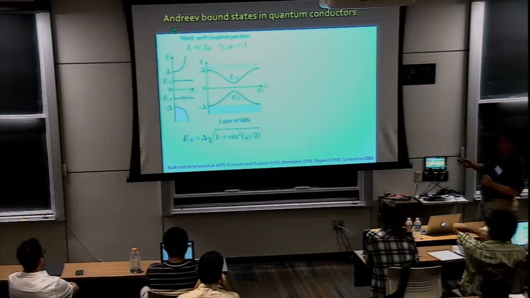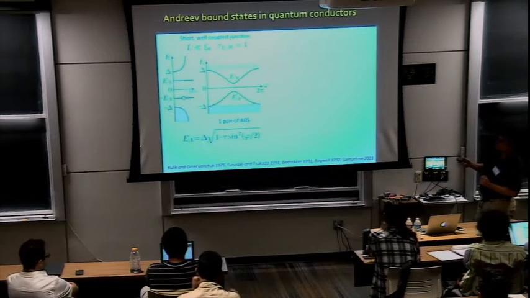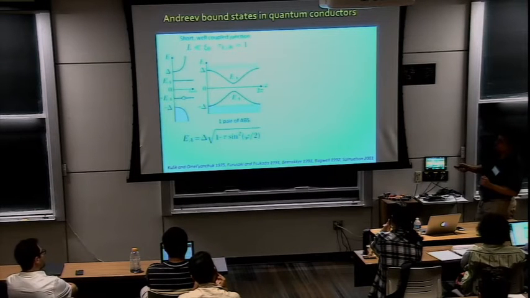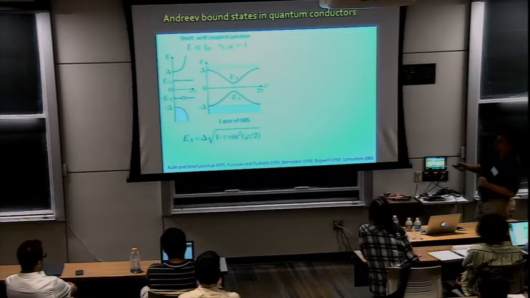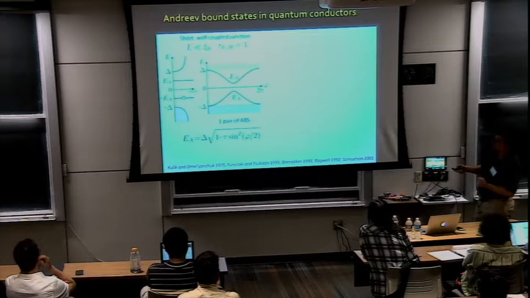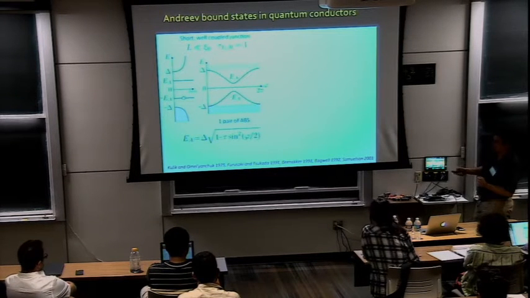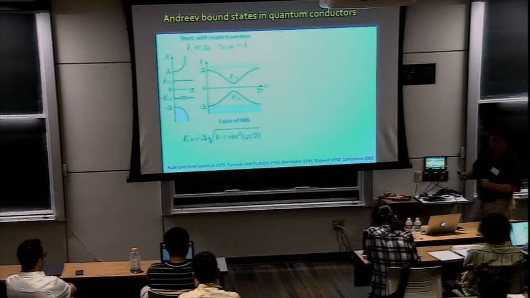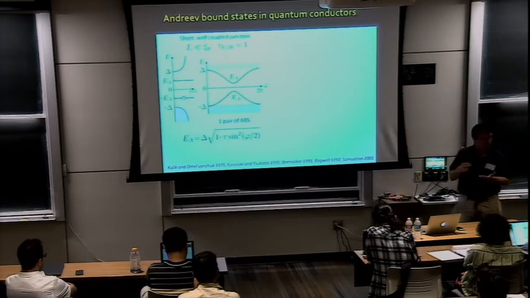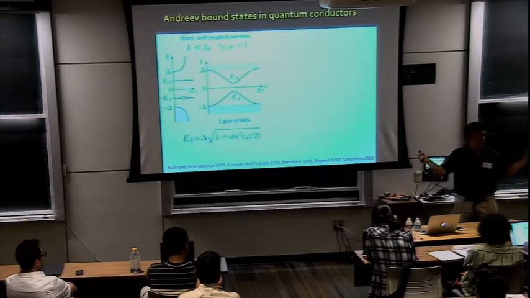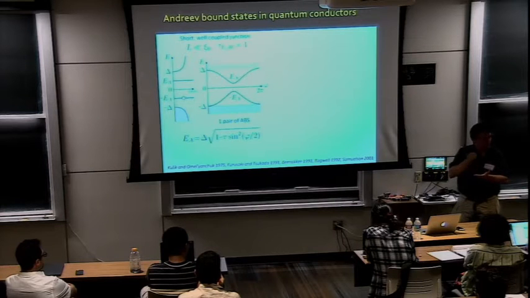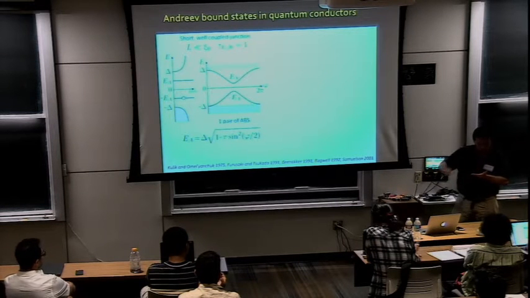Again, in this short Wald-Kalpan junction limit, you have a pair of Andreev bound states, and the way the energy of the Andreev bound state depends on phase is given here: Delta times the square root of 1 minus tau sine squared of phi halves. Tau here is the transmission through the normal conductor. This is plotted here for the case where the transmission to the contacts is 1. But still, there is a finite, not one, transmission through the conductor itself.